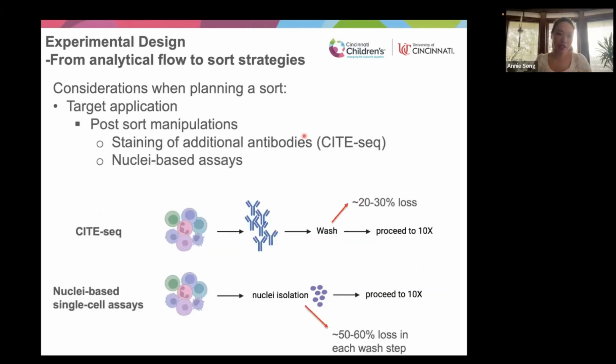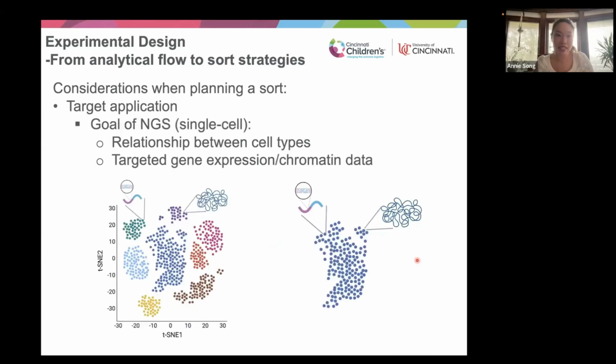The other thing is post-sort manipulation. If you're doing additional manipulations on the cells, such as additional staining of antibodies for a CITE-seq approach, or if you have to permeabilize the cells or lyse them for nuclei-based assays, then you're accounting for even more losses after the sort. That also has to be accounted for prior to executing the experiment, because you will need to increase the number of cells you use as input for the assay.